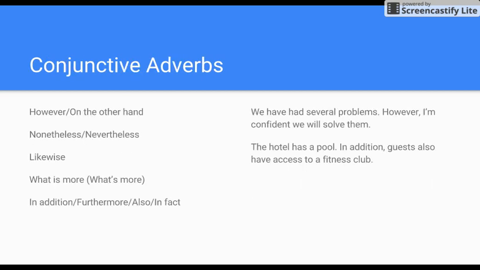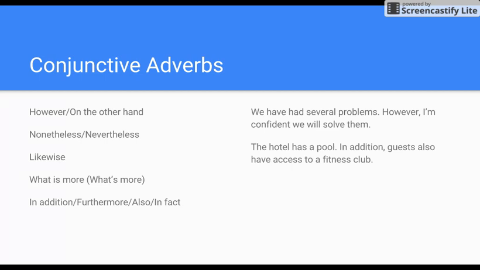Okay, so let's go on to the last type of connector that we're going to talk about, which are conjunctive adverbs. So conjunctive adverbs also connect clauses. Actually, they could probably connect more than two, but the point is they connect two sentences with a period. Let's take a look at the examples first, and then we'll run through the different types. We have had several problems. However, I'm confident we will solve them. So in this case, we combined the two ideas using a period, and then the conjunctive adverb, and then a comma.